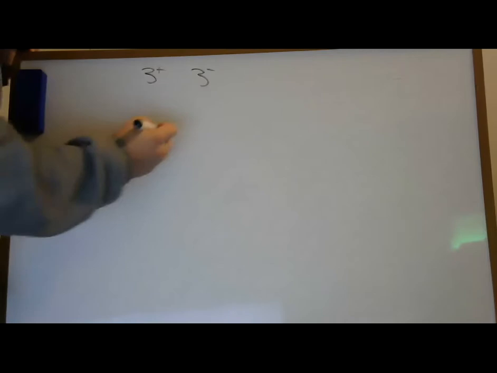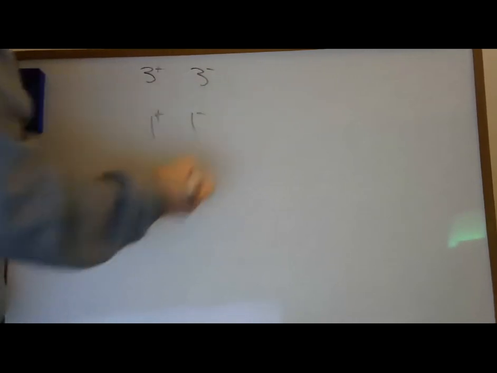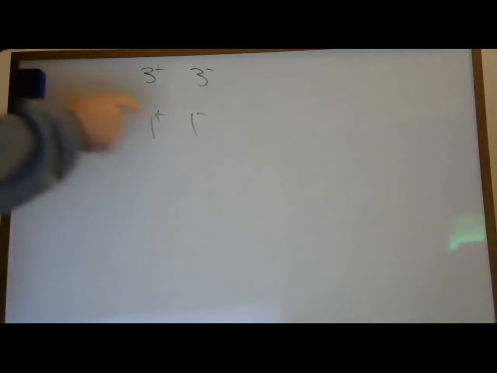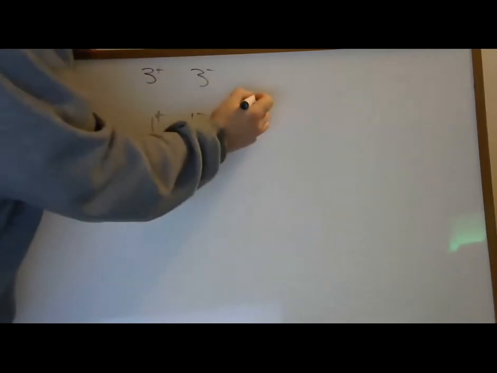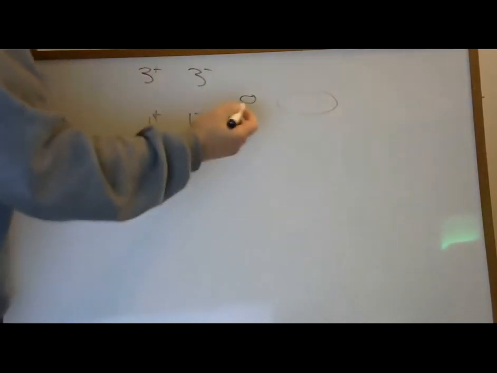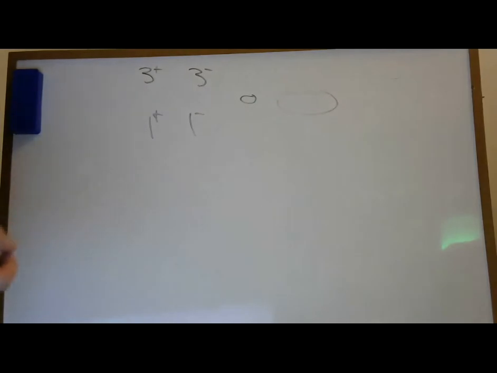So the ionic bond strength depends on ionic charge. The higher the charge, the stronger the bond. So 3+ with 3- is stronger than 1+ and 1-. Then the radius of the ion: you want this charge to be spread out over as small an area as possible. If it's over that much area, then this one will be significantly stronger.